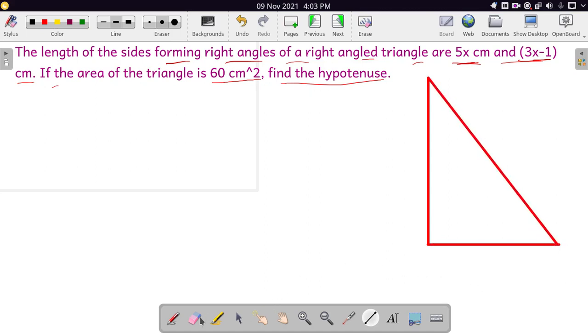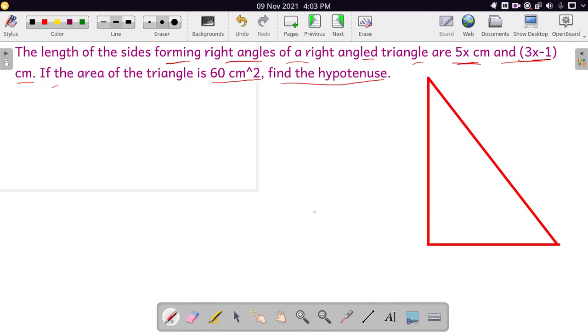This is our triangle, the right angle triangle. Let us label it A. B is where the right angle is, and C. This side is 5x centimeter. This is 3x minus 1 centimeter.